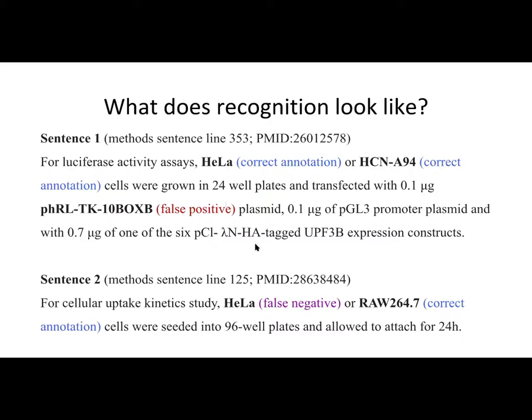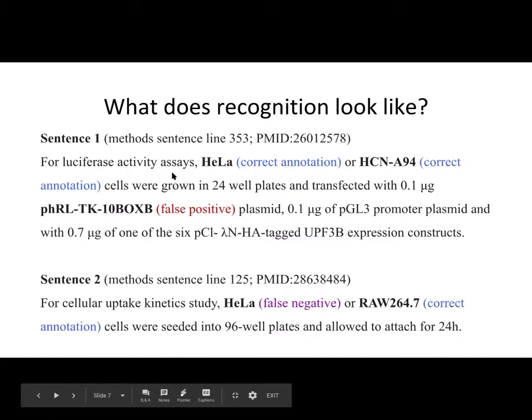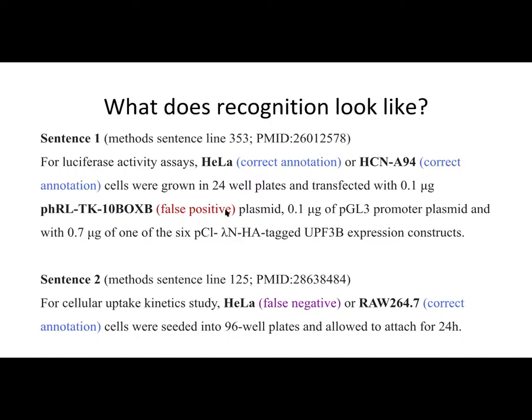So the reason I brought up these two examples is because I wanted to show what are correct annotations that are being made and what are false positives and false negatives. This plasmid was actually recognized as a cell line by SCIScore, but the HeLa cell and the HCN-A94 were correctly annotated. So in this particular sentence, SCIScore found these three entities. One of these was a false positive, and these false positives are actually very rare.